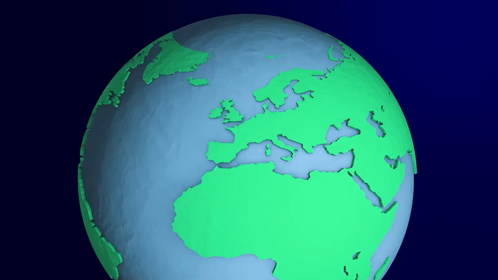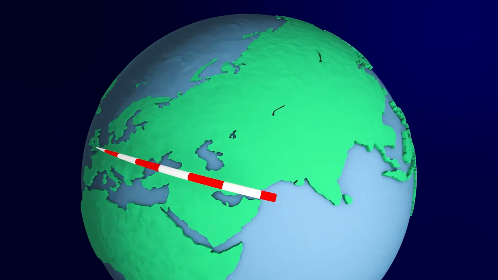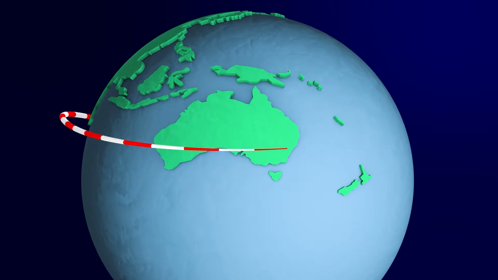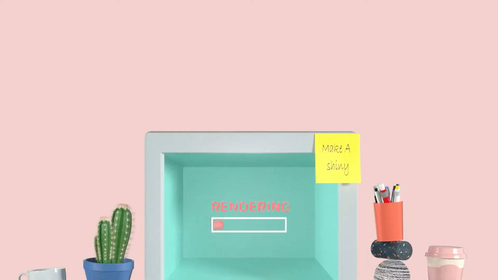Hello, my name's Jim Friend, and in this tutorial we're going to make this 3D animated globe with flight path using the free version of Cinema 4D Lite that comes with After Effects.